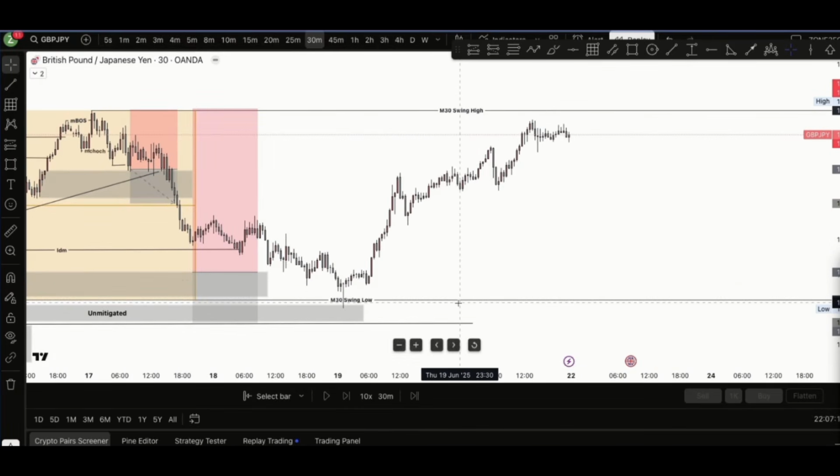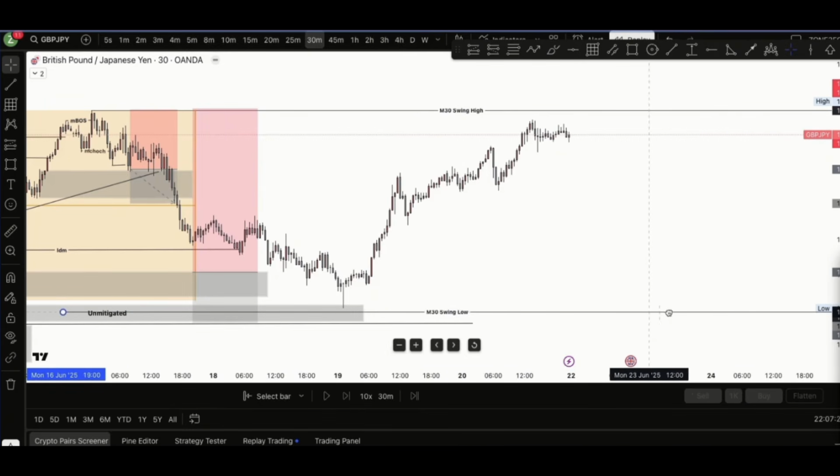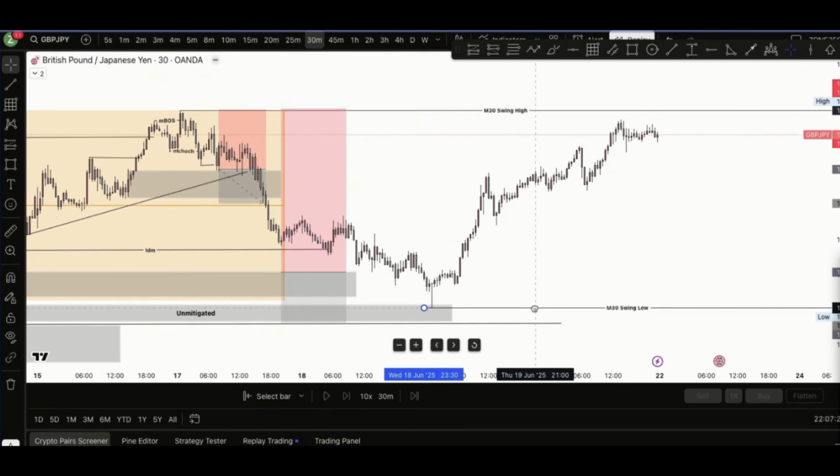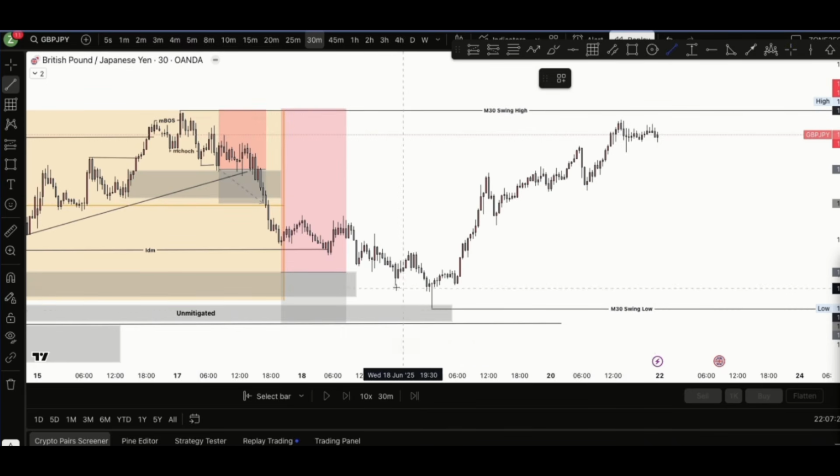Good. So now this swing low has done its job. Now we have a new swing low here. So this has broken, this has swept liquidity. This candle is a perfect liquidity grab sweep. It has swept liquidity.